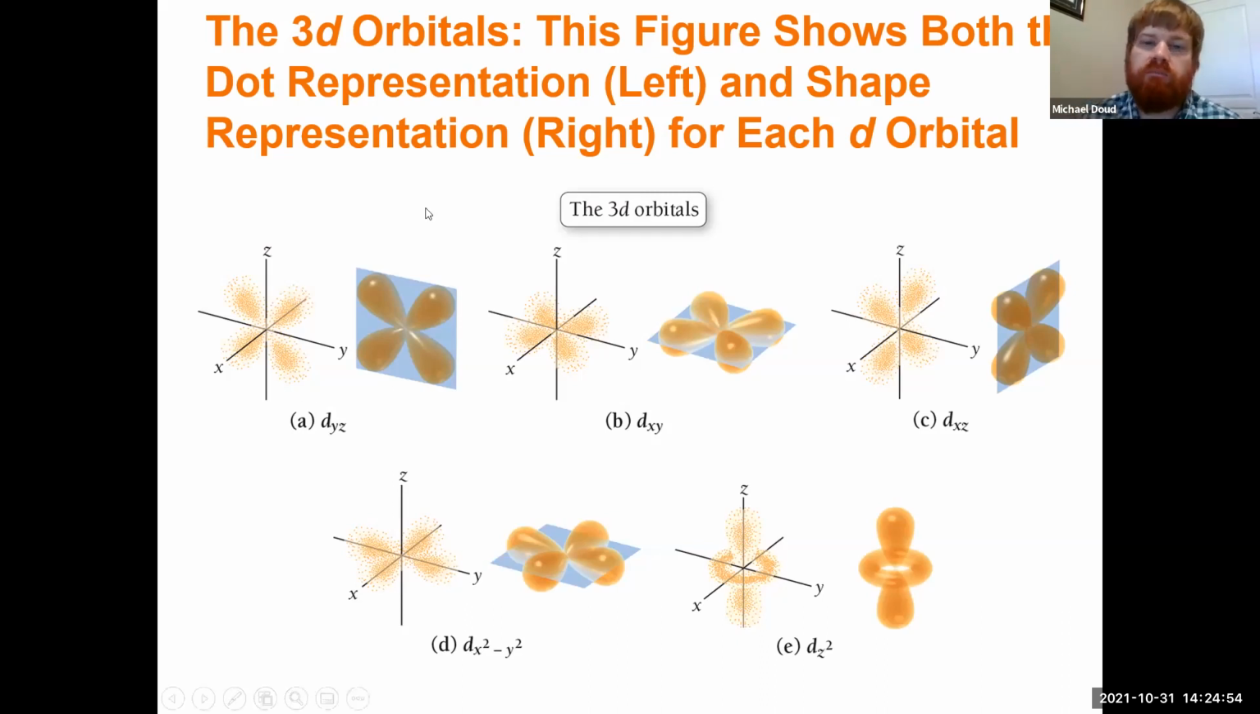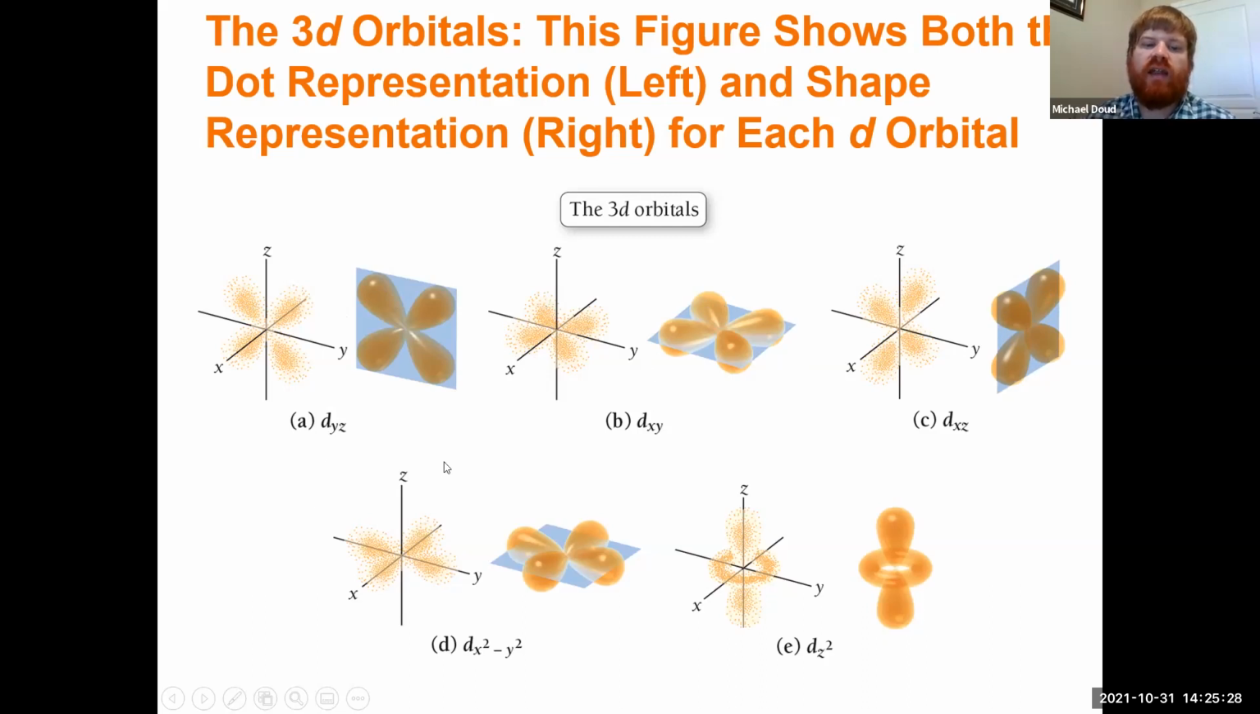Okay, so now you're not required to memorize these, like the DYZ, but you do need to recognize these 5 shapes as the D sublevels. Now, the first 4 are relatively straightforward. We have the DYZ, which is a 4-lobed orbital that is in the YZ plane, which is analogous to the DXY orbital. That's a 4-lobed orbital that's in the XY plane. And then the DXZ orbital, again, a 4-lobed orbital in the XZ plane. Now note, each of these, the lobes are between the axes.